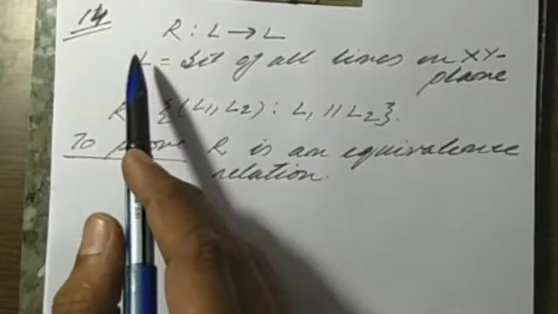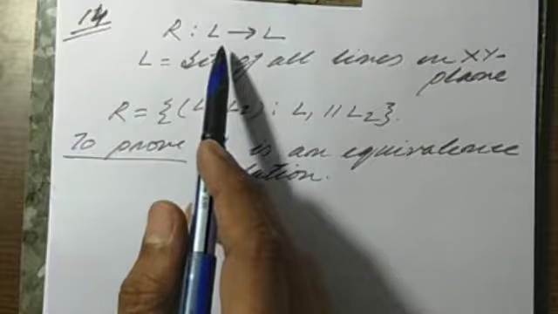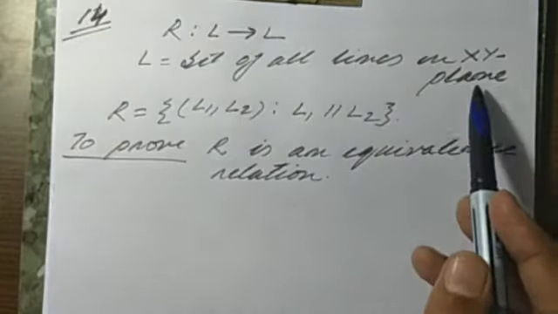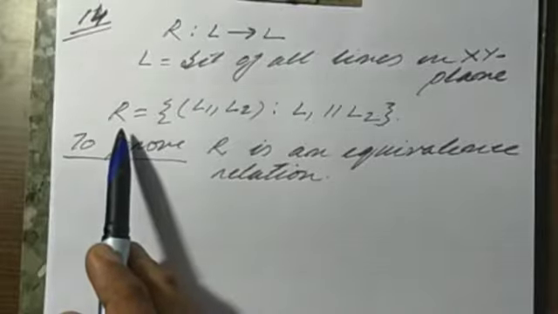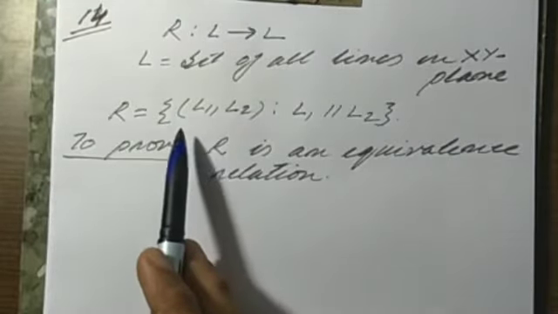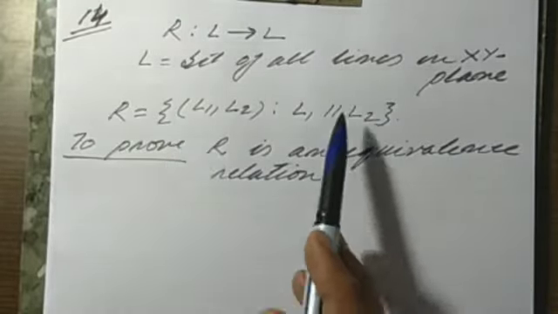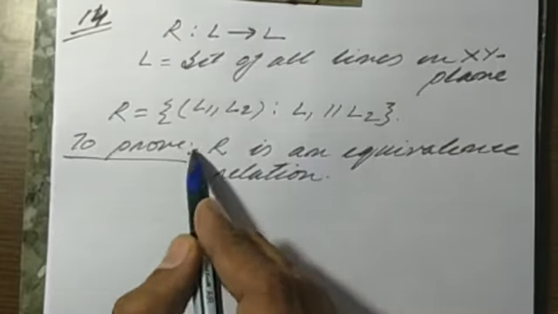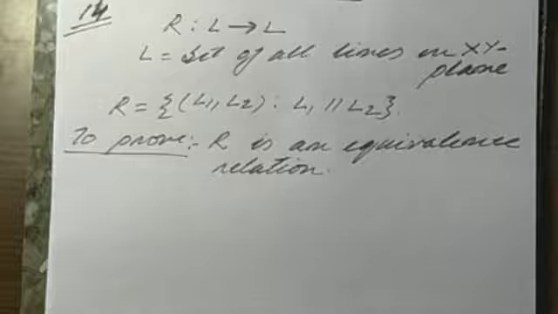Now sum 14, in which R is the relation in set L, where L is the set of all lines in the xy plane and R is the relation given as the set of ordered pairs (L1, L2), where L1 is parallel to L2. We have to prove that R is an equivalence relation. Obviously this is quite similar to the 12th one, which I have already explained, but I can't dare to skip two sums.